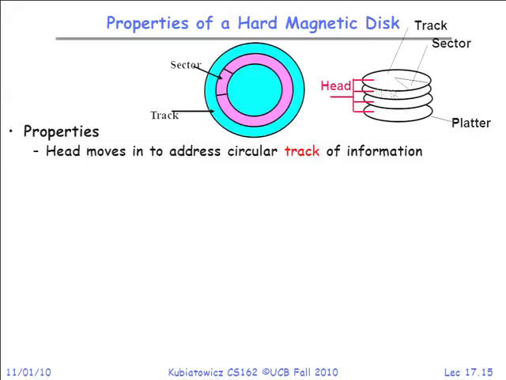And then finally, there's a piece of terminology here. All of the sectors on a given track through all the platters is called a cylinder. So you could say the cylinder is the set of all things you can get by not moving the head and just letting the disk rotate. Question? Yes?